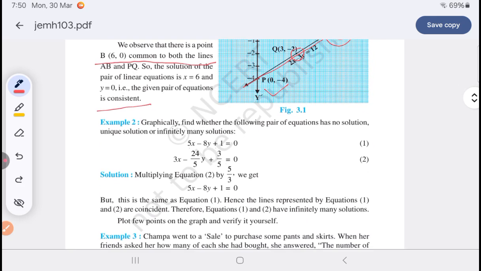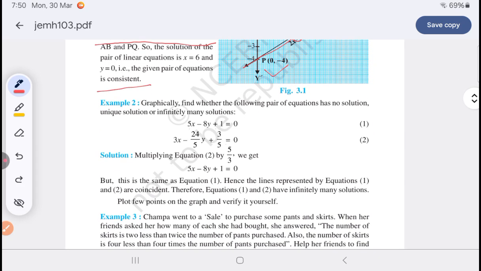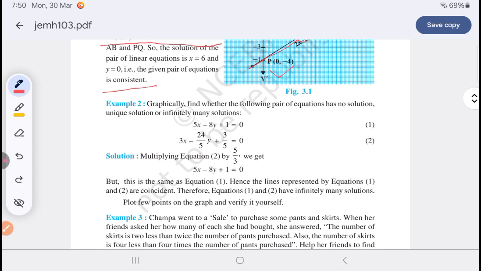Now another example. Graphically find whether the following pair of equations has no solution, a unique solution, or infinitely many solutions. So 5x minus 8y plus 1 equal to 0, one equation. 3x minus 24 by 5 y plus 3 by 5 equal to 0.